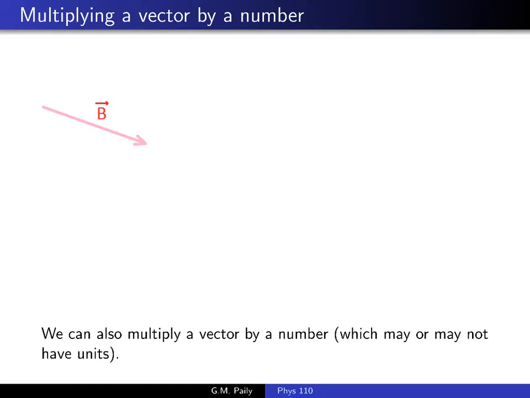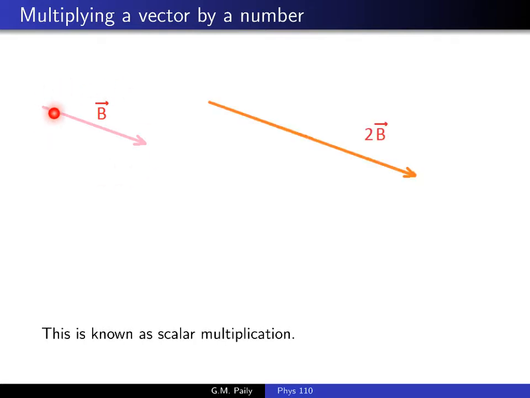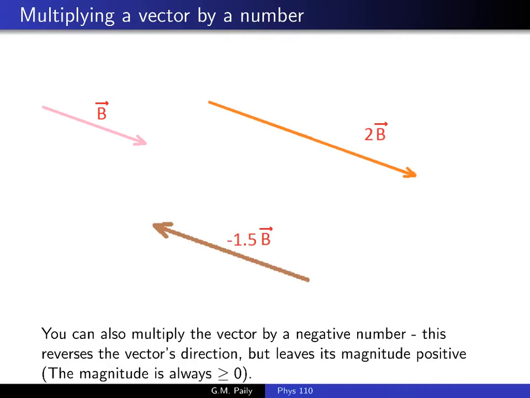We can also scale a vector, all right, by multiplying it by a number. So in this case, if this is the original vector b, then keeping the direction the same but doubling the length gives us the vector 2b. And this is known as scalar multiplication because we are multiplying a vector by a scalar, which in this case is just 2. The number doesn't have to be positive. You can multiply your vector b by a negative number. So here, for example, we are multiplying it by negative 1.5.